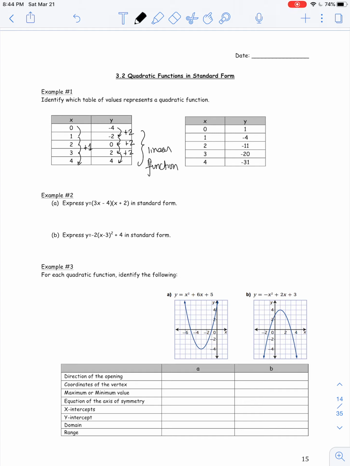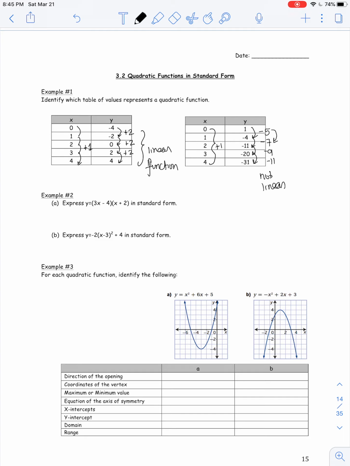Let's look at the next one here. Here, again, we have that we're increasing by 1. From 1 to -4, we are subtracting 5 to get from one number to the next number. From -4 to get to -11, you would have to subtract 7. From -11 to -20, you would subtract 9. And from -20 to -31, you would have to subtract 11. So as you can see, this is not a constant change, so it is not linear. But let's look at the next change.